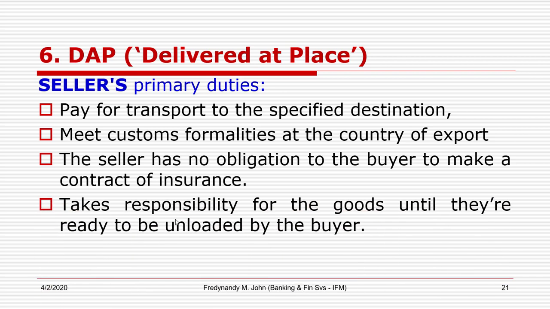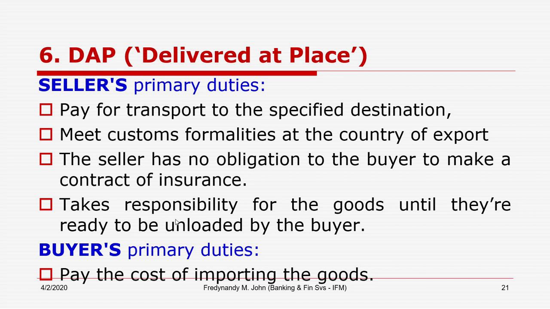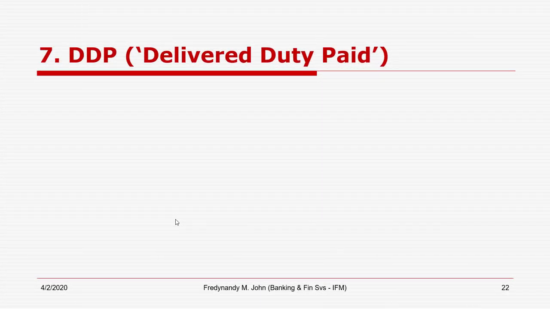The next is delivered at place, or DAP. Now, delivered at place, or DAP, requires the seller to ensure that he pays for transport of goods from the country of export to the country of import to the destination. Next, he must meet all custom formalities in the country of export. So, when it comes to the issue of insurance, the seller has no obligation unless he has been asked to do so by the buyer. So, once the goods have been shipped to the country of destination, then the buyer's responsibility kicks in, and that is, the buyer is required to pay for the cost of importing those goods and obtain insurance of goods, as well as ensuring that the goods are cleared at the country of import, and he arranges for the transport of goods from the collection point to his warehouse.